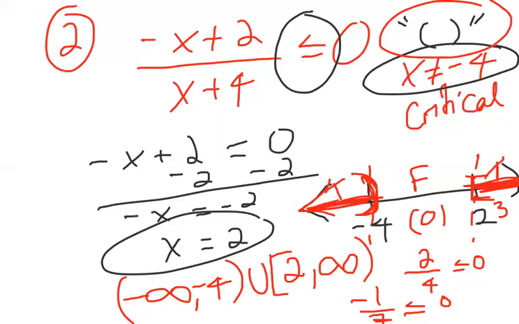Let me see here. Why can 2 be included? Because of the inequality symbol. And the 4 cannot be included because if you include, not the 4, the -4, that would make the denominator of a fraction 0. And the denominator of a fraction cannot be 0. When the denominator of a fraction is 0, it's undefined.